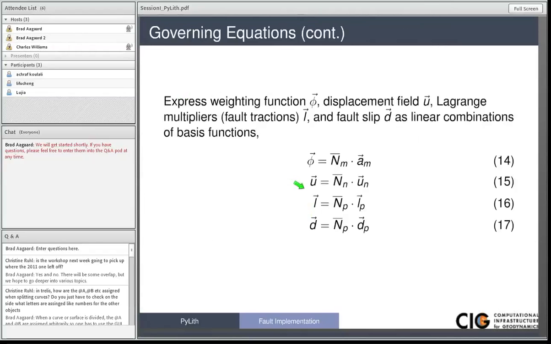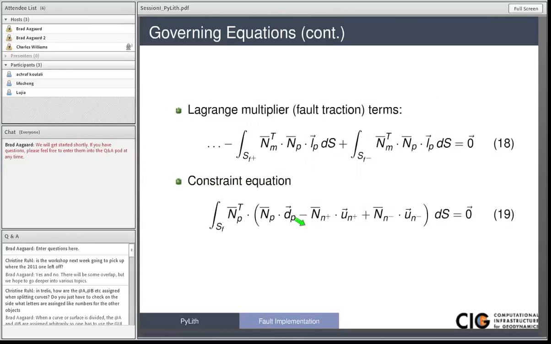We represent our displacements as a summation of basis functions, and we also represent our Lagrange multipliers and fault slip using basis functions. Using this finite element approach, we have a rigorous mathematical formulation for how the slip varies as a function of space, as well as the tractions or Lagrange multipliers on the fault surface. When we substitute that in, we get similar equations as we did for the traction boundary conditions and so forth on our fault surface.